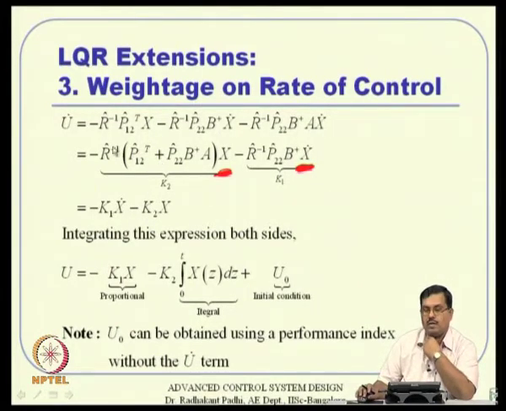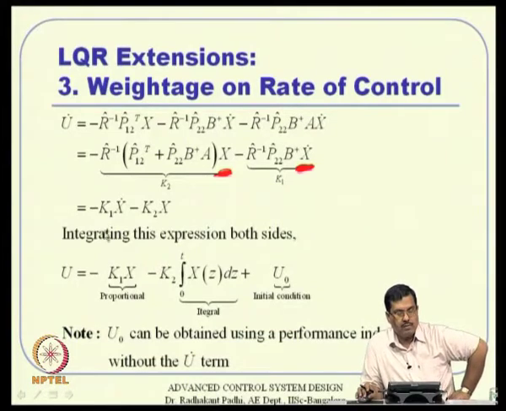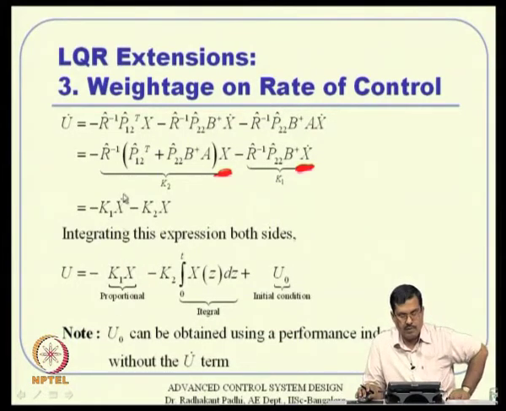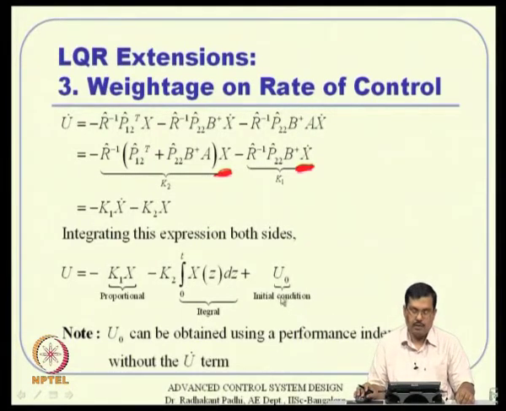So, now I can integrate both sides and visualize that u is minus k1 times x, which will give me a proportional gain, a proportional term. There is a proportional feedback and there is an integral feedback, and there is an initial condition for u that will also be required.